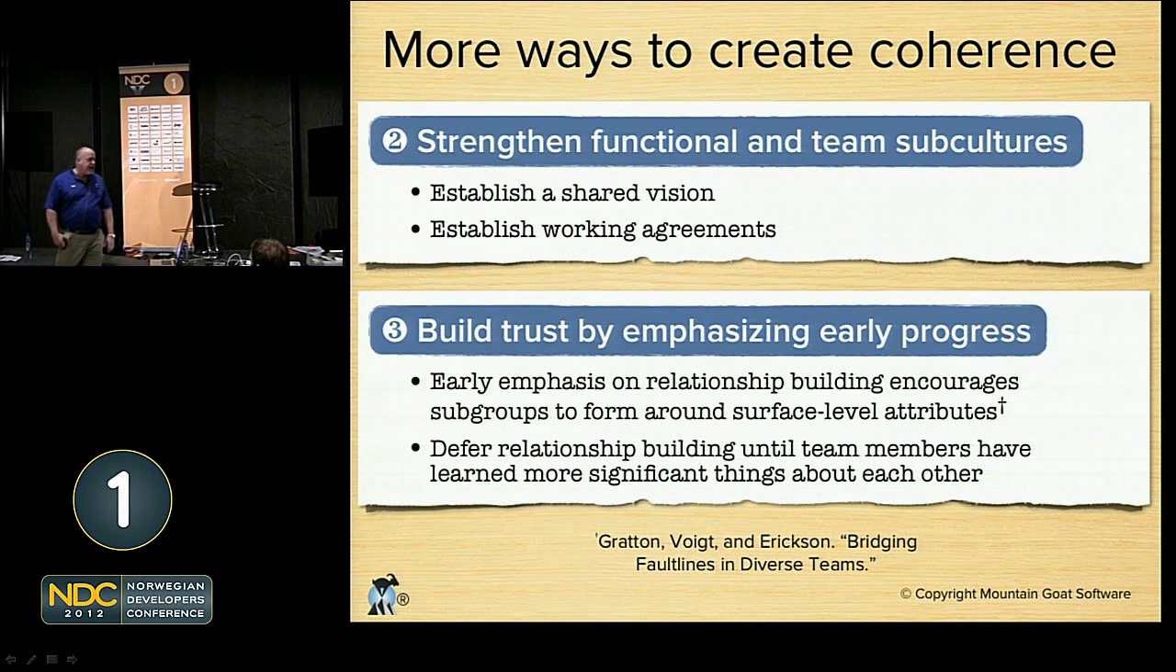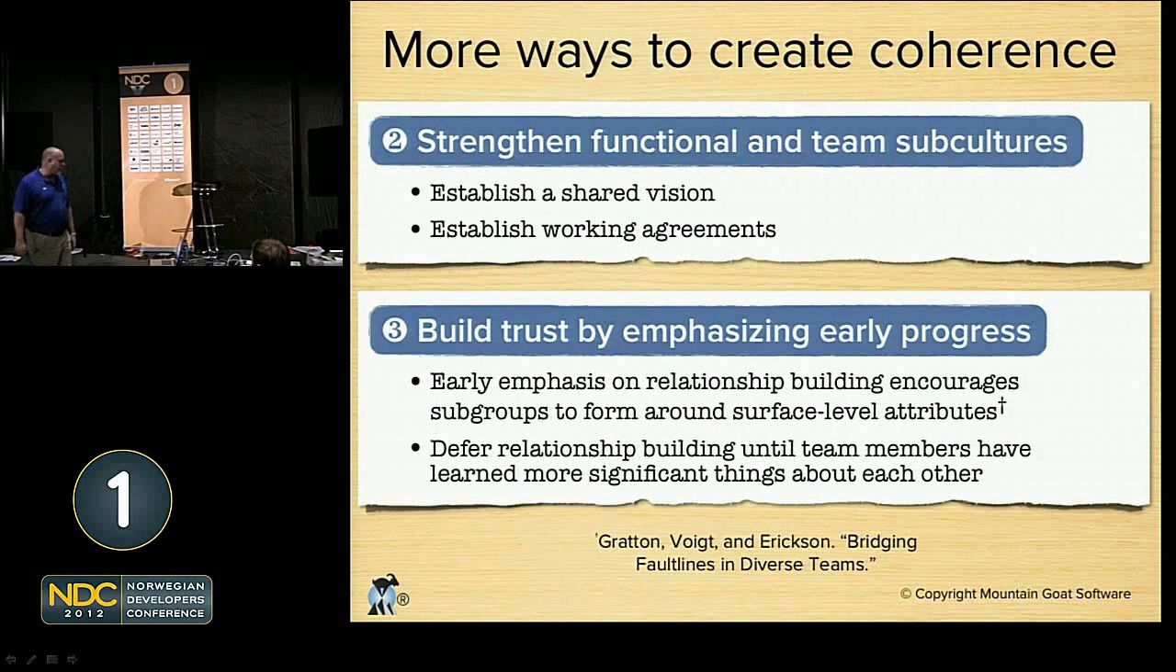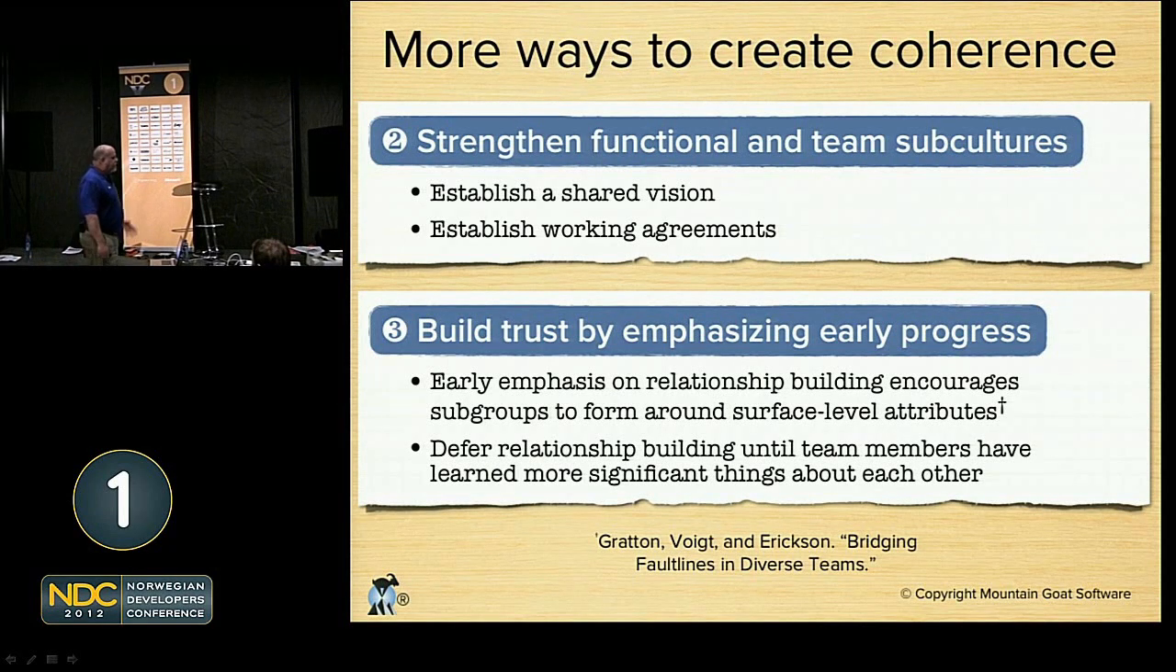Now, I want a team to bond and come together and feel a shared sense of purpose, but if we have the team do that too early, they bond around surface level things, like whoever happened to sit together at the company barbecue. They don't bond around anything meaningful, just whoever happened to talk to each other. And so early emphasis on relationship building is not good.